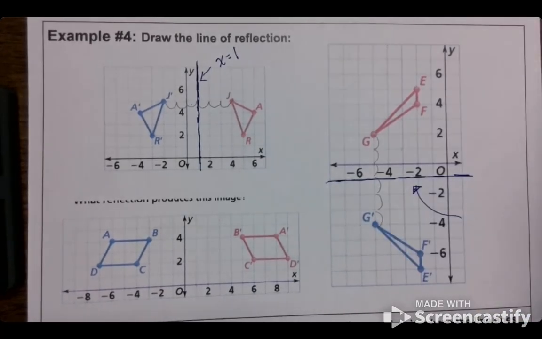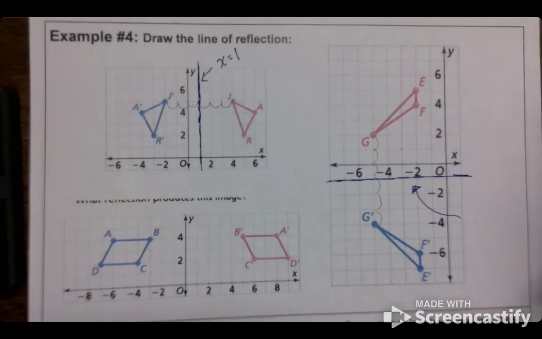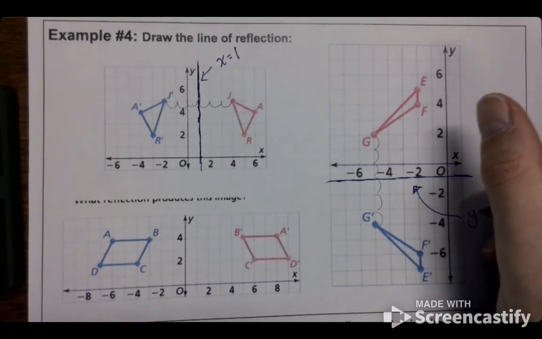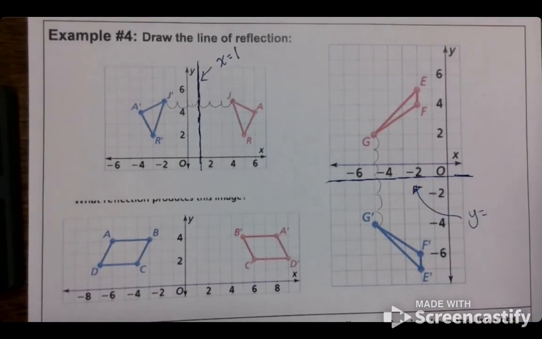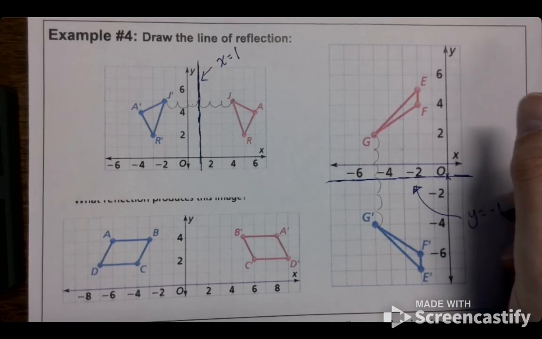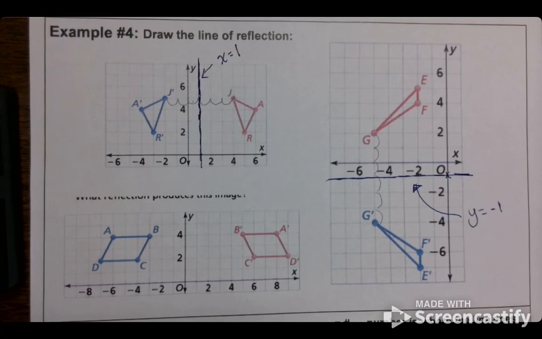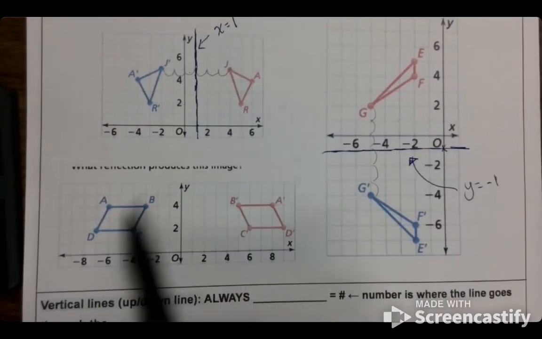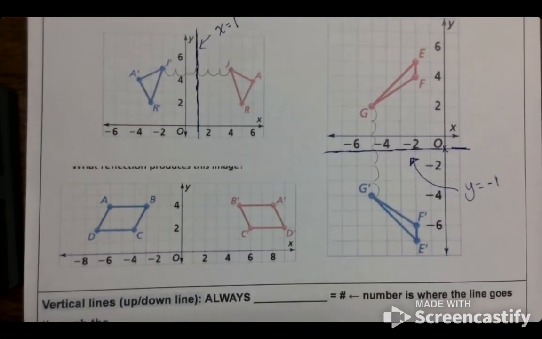That one doesn't hit the x-axis. What axis does it hit? The y-axis. So it's going to be y equals, and what number would that be if it were to hit the number right here? Negative 1. Good job.